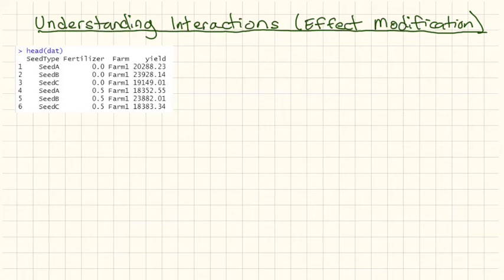In this video, I'm going to talk about how we understand interactions, which I also call effect modifiers, and how we do them and what we do with them and why we do them. So we're going to go back to our example with the farm. So we have some crop yield and we have fertilizer added, and that's a numeric variable, and we have 3 seed types.